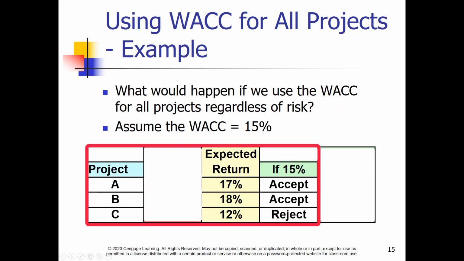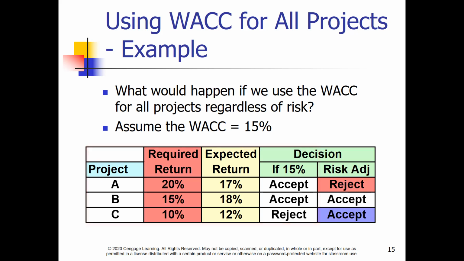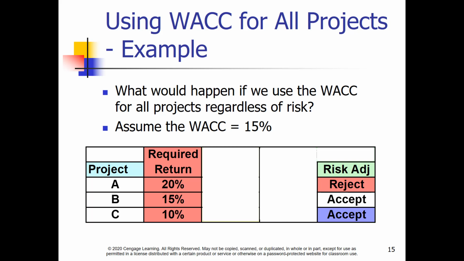Strictly using the 15% cost of capital versus the expected returns for each project leads to accepting A and B and rejecting C. But if required return, a risk-adjusted measure, is computed for each project, the results change. Now A is rejected, C is accepted.